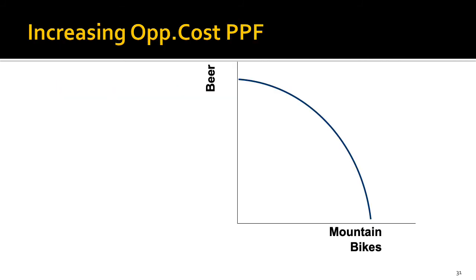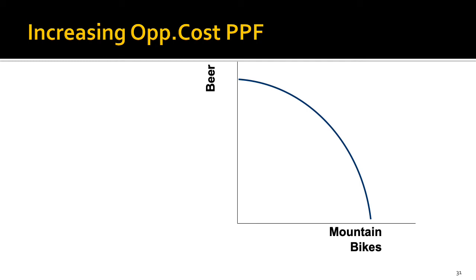Let's have a look. This is a society that produces beer and mountain bikes. Let's say we start at a point like this point here, where we're only producing beer, and this country decides, well, we want to produce a few mountain bikes as well.